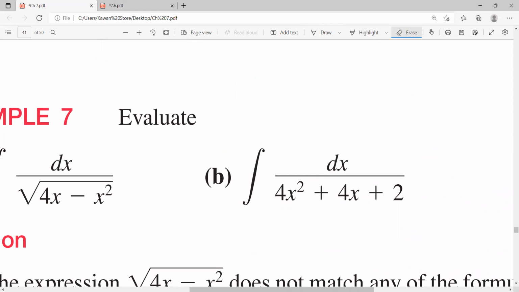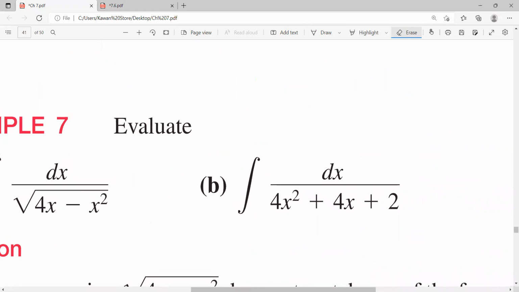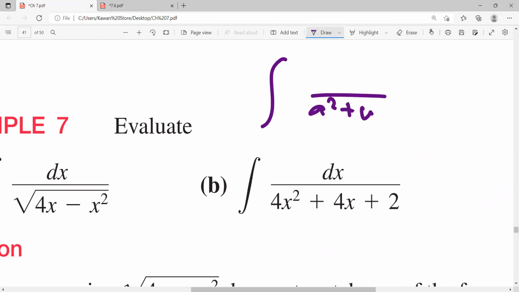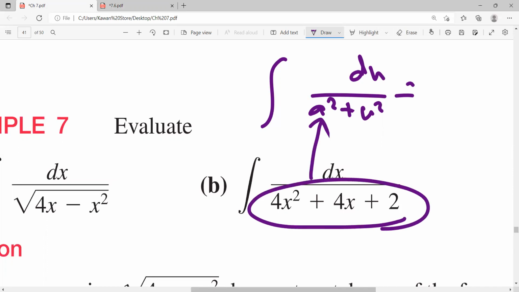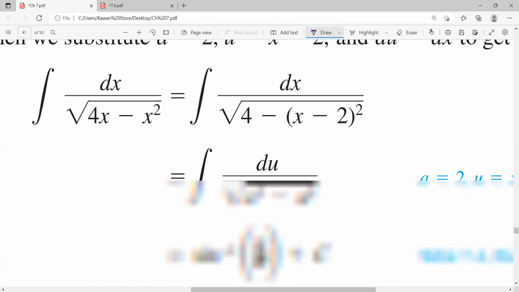It should be tan. But the tan was like that, right? It was like a square plus u square, du. Am I right? So how do we change that one to that one? By the same idea. I am going to use completing the square, making that one be 1. Then later, look at it.